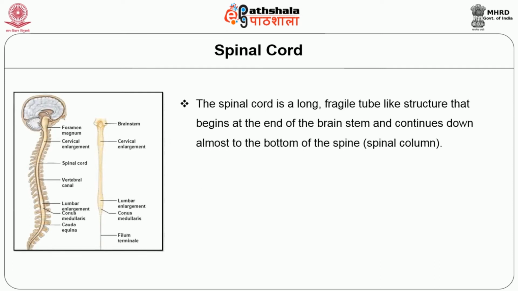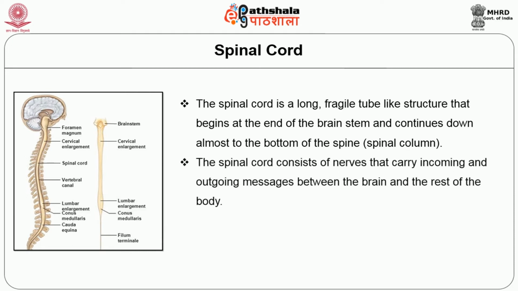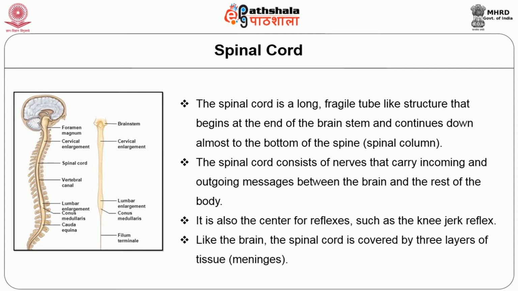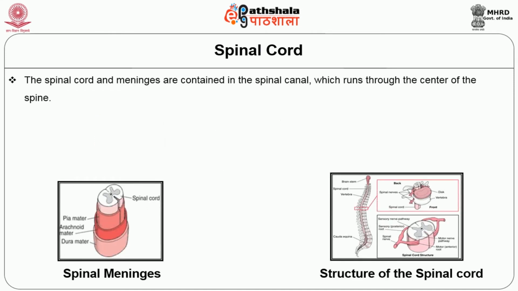The spinal cord is a long, fragile, tube-like structure that begins at the end of the brainstem and continues down almost to the bottom of the spine. The spinal cord consists of nerves that carry incoming and outgoing messages between the brain and the rest of the body. It is also the center for reflexes such as the knee-jerk reflex. Like the brain, the spinal cord is covered by 3 layers of tissues. The spinal cord and the meninges are contained in the spinal canal which runs through the center of the spine.